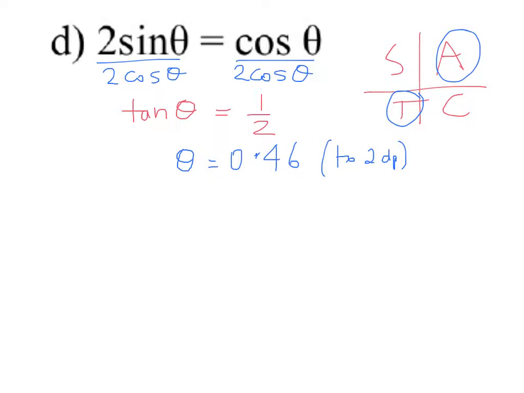And then our other angle in the third quadrant here is going to be pi plus 0.46. Okay, so our two angles, I guess, to 2 decimal places, would be 0.46 and 3.61 to 2 decimal places.